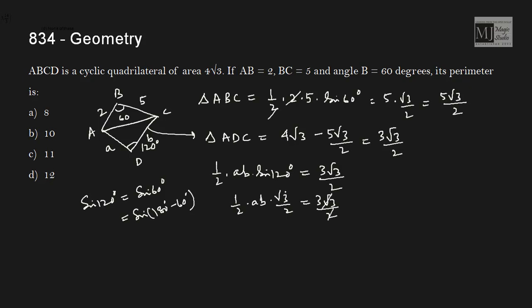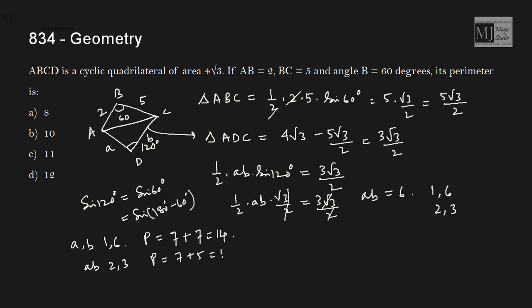Root 3 by 2 cancel out with this. A into B is 6. So the possible values of A and B would be either 1, 6 or 2, 3, isn't it? If I take A, B as 1, 6, the perimeter would be 2 plus 5, that is 7, plus 6 plus 1, that is 7, that is 14. And if it is 2 comma 3, the perimeter would be 7 plus 5, that is 12.